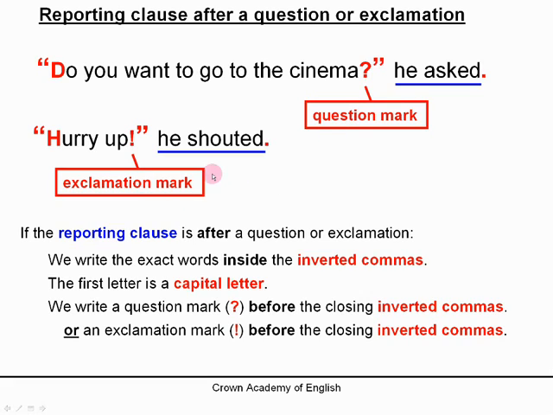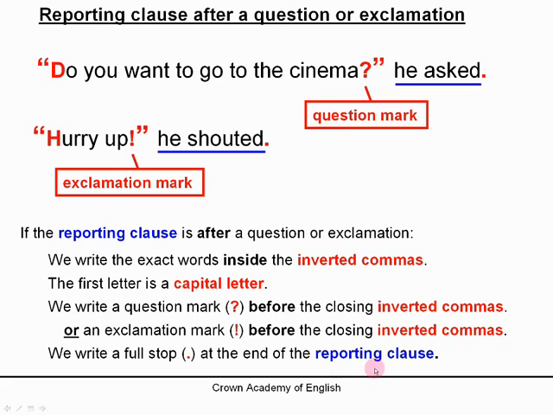So these are exceptions. These are the only times when we do not write a comma, when it is a reporting clause after the direct speech. Okay? And finally, we write the full stop at the end of the reporting clause.